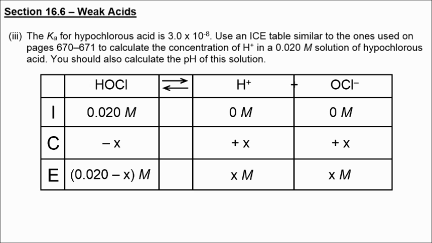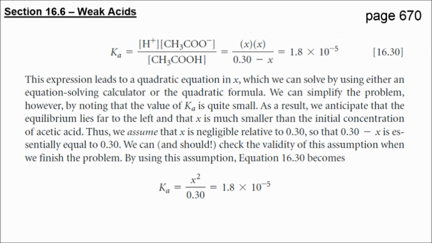So here is our ice table. This expression on page 670 for a similar problem leads to a quadratic equation. Are we going to have to use the quadratic? Thankfully, no. We can make the assumption that x, which is in the denominator, is very small, so we make the simplifying assumption that x is much smaller than the initial concentration of the acid.